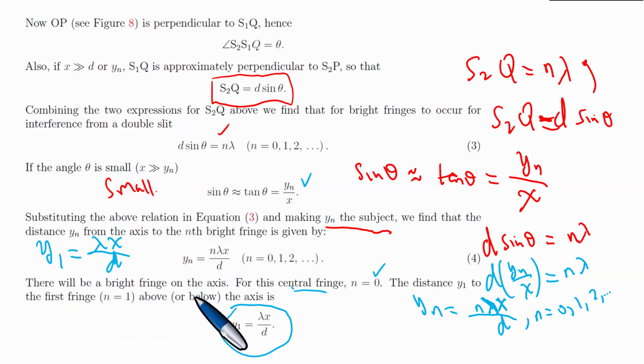There will be a bright fringe on the axis. For this central fringe, n equals 0. The distance y1 to the first fringe, n equals 1, above or below the axis is y1 equals lambda x divided by d.